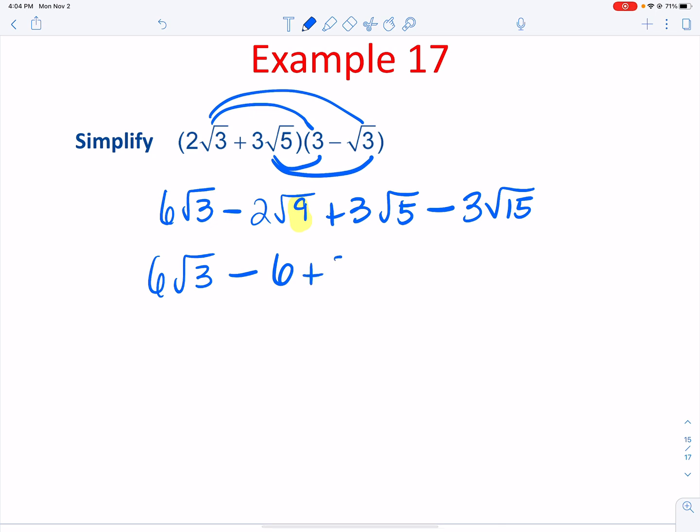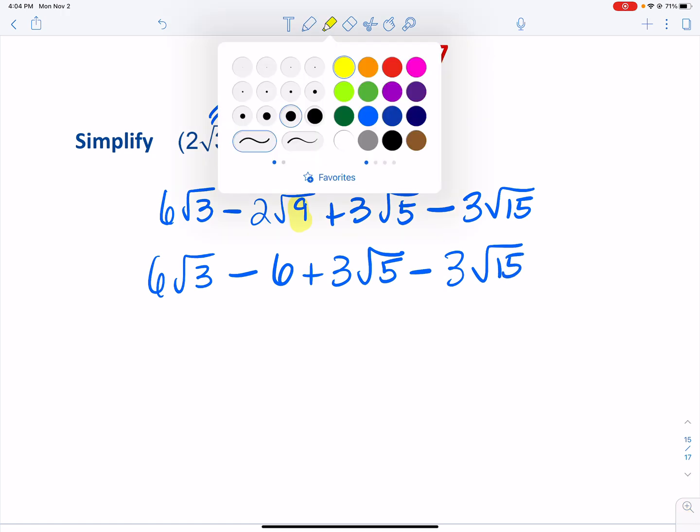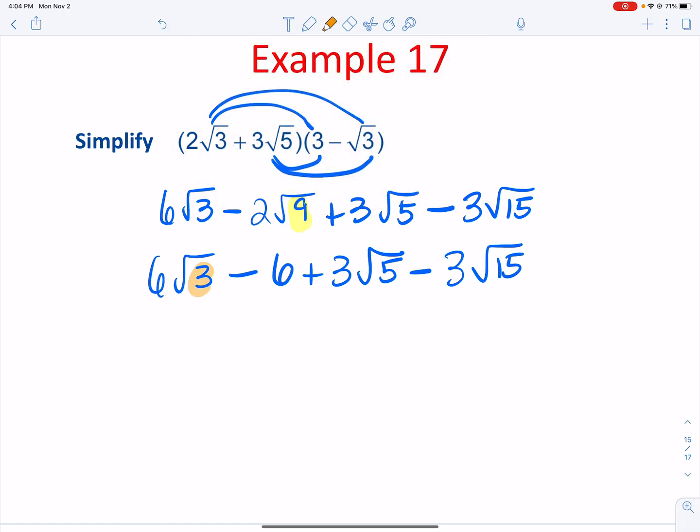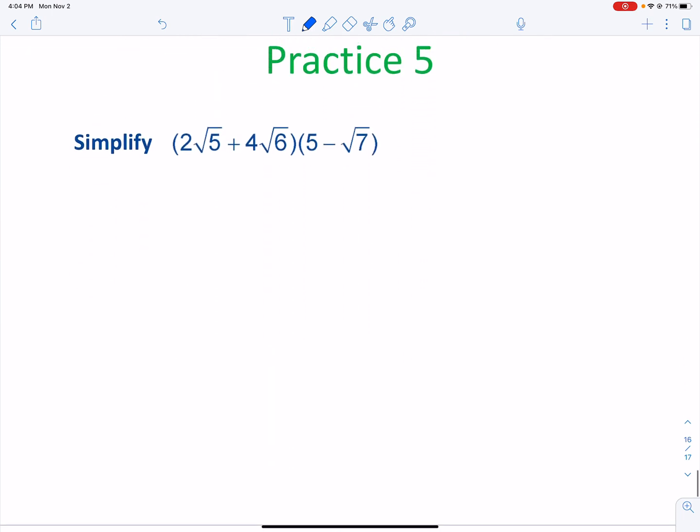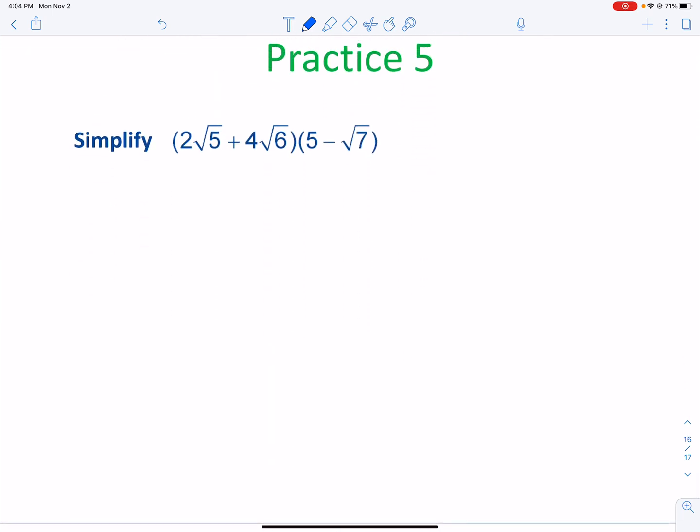I can't rewrite 5. And 15 doesn't have a perfect square that goes into it. So if I look at my insides, none of them are the same and none of them can be rewritten. So this is my answer. That's as simplified as I can get. So try this one. Pause and try.